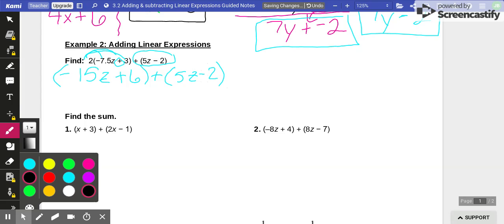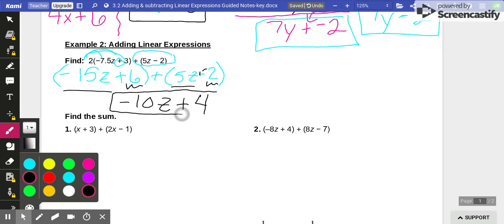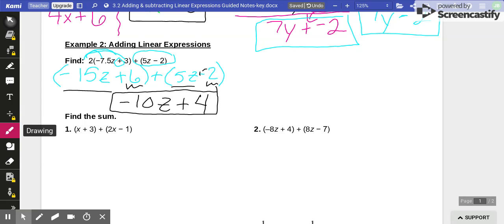Now I can go through and either use my vertical and line them up, or I can use my horizontal method. Here I have a subtraction sign, so I'm going to do keep, change, change. I have negative 15 and positive 5. That is going to give me a negative 10z plus 4. Because if I have positive 6 and negative 2, then it's going to give me negative 10z plus 4. Okay, go ahead and pause the video. The next 4 questions are try on your own.